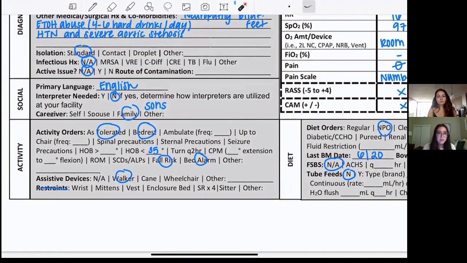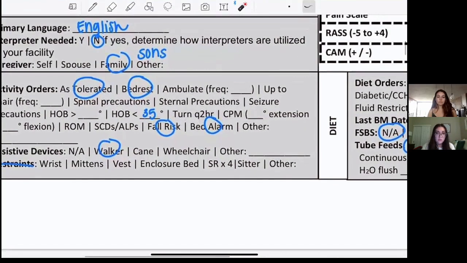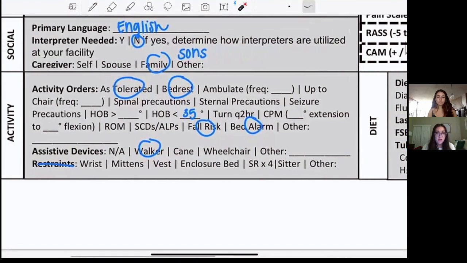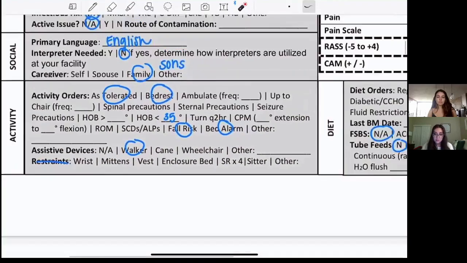Activity orders are down here. So he was up ad lib as tolerated because he was having the dizziness, but then he did have an angio that day. So coming back from that, he was on strict bed rest with the head of the bed less than 35 degrees. Here, he also was a fall risk. We had a bed alarm on, and he did use a walker, no need for restraints.